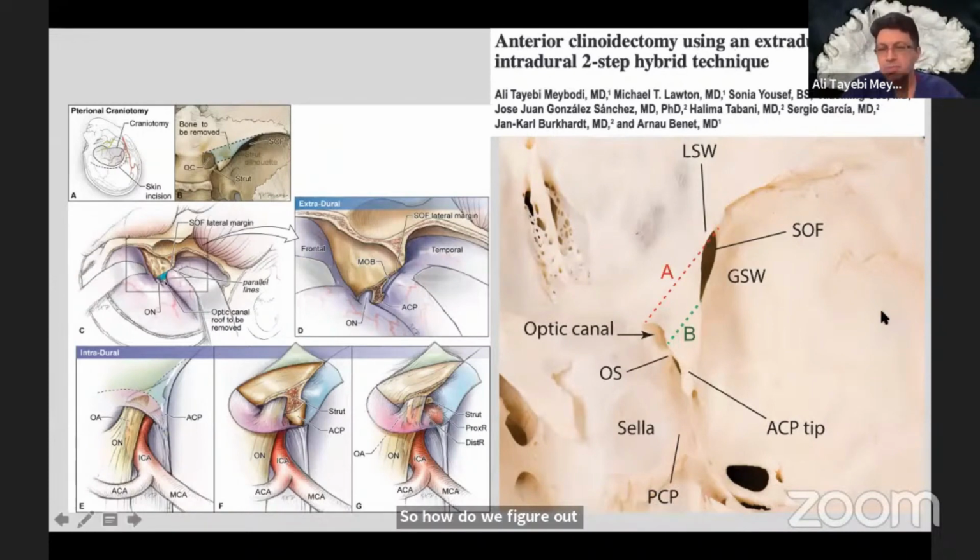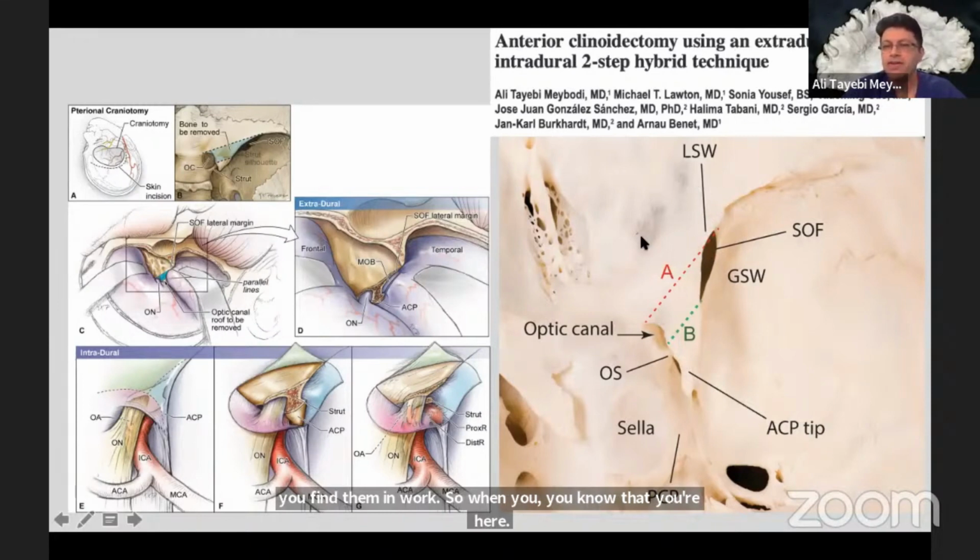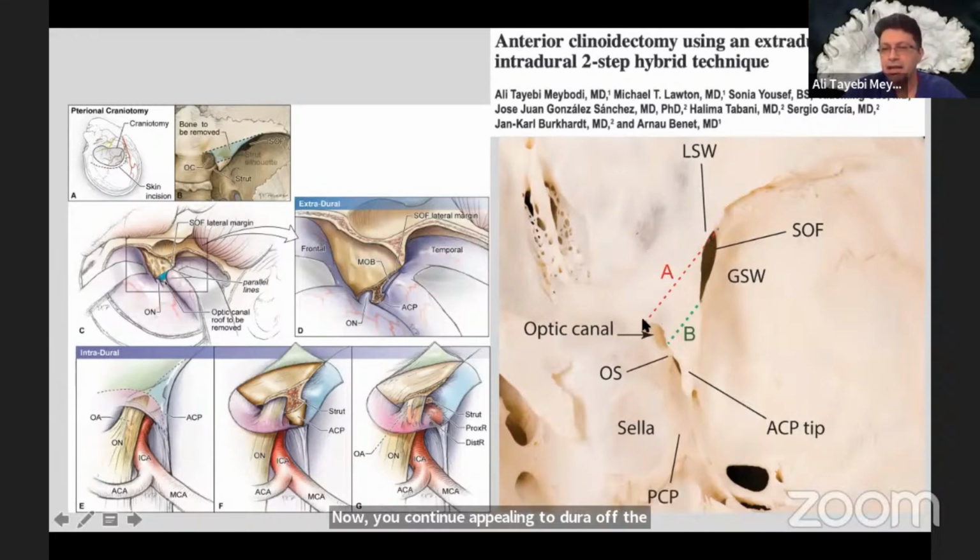If you do a pretemporal approach and you start peeling the dura off, you will first identify the lateral aspect of the SOF by finding the meningo-orbital band. You can see it here. When you find the meningo-orbital band, you know that you're here. Now you continue peeling the dura off the anterior fossa floor, and you find the optic canal, and you find the medial and lateral borders of it.